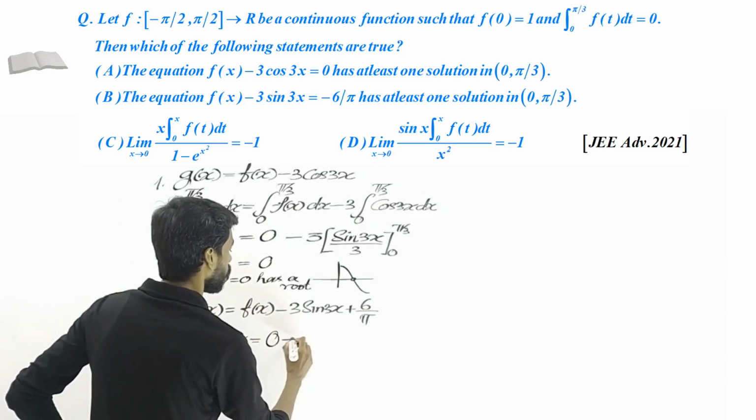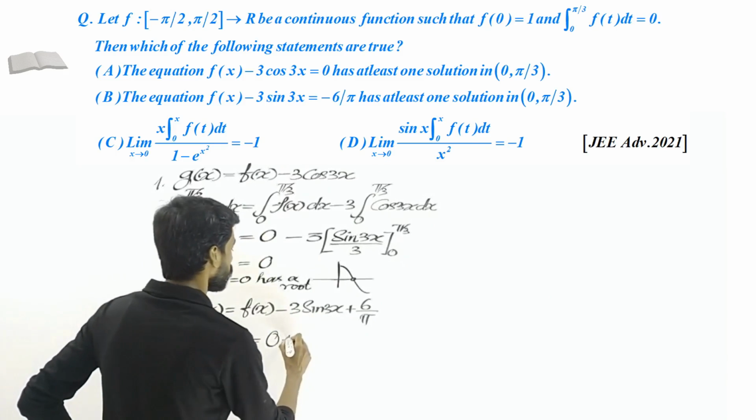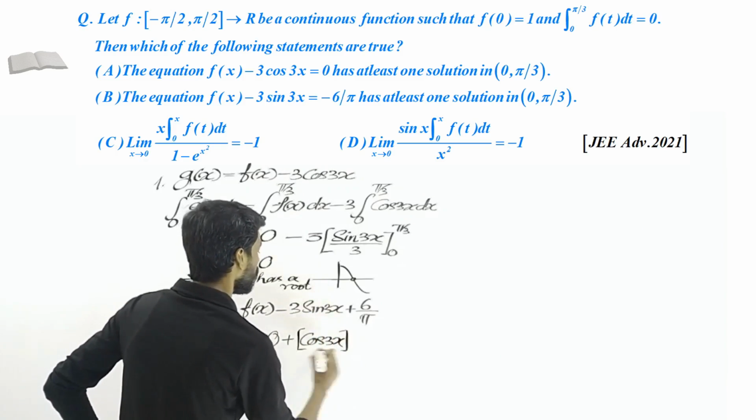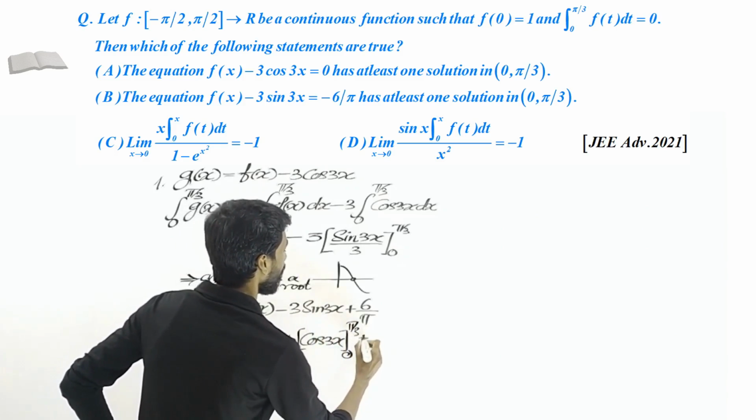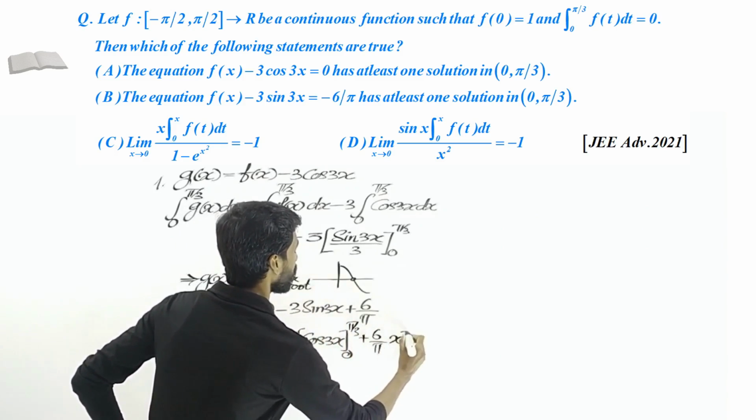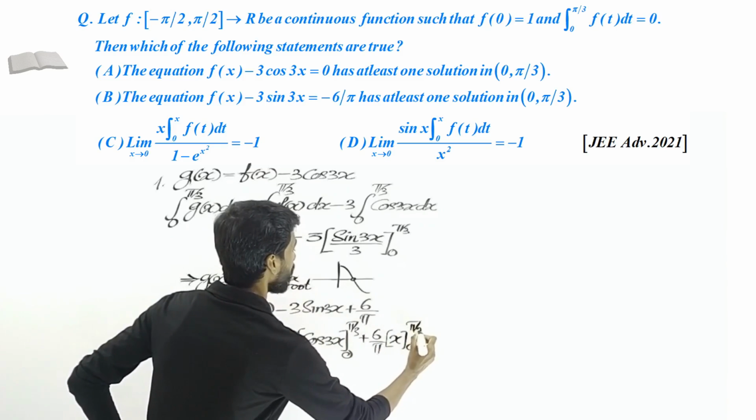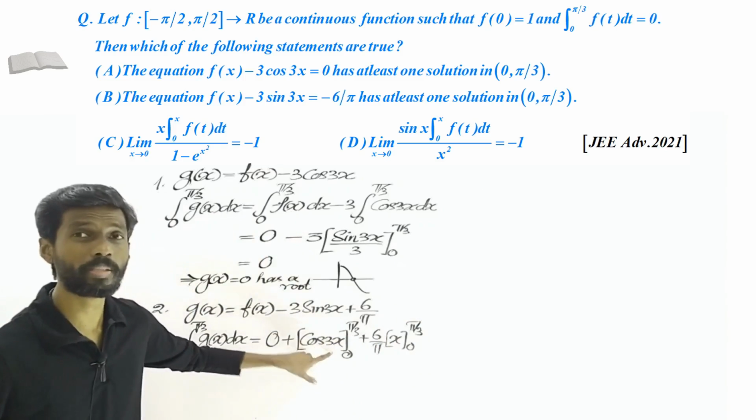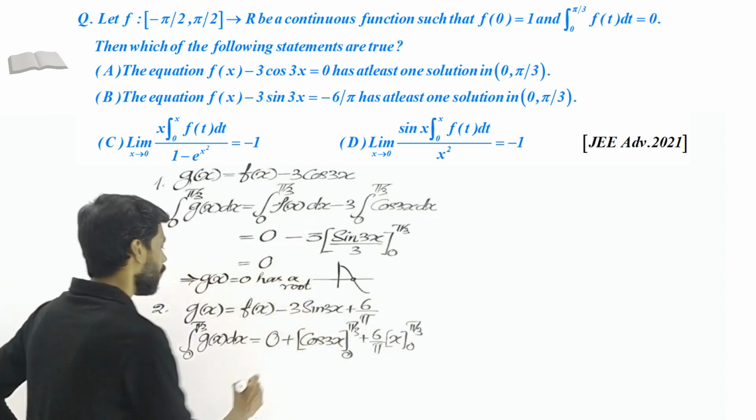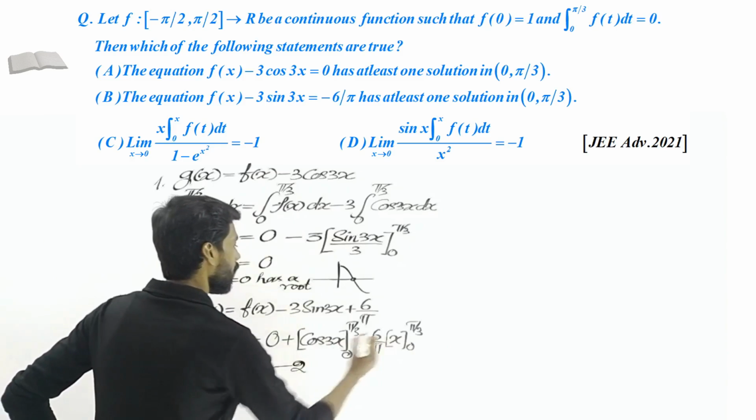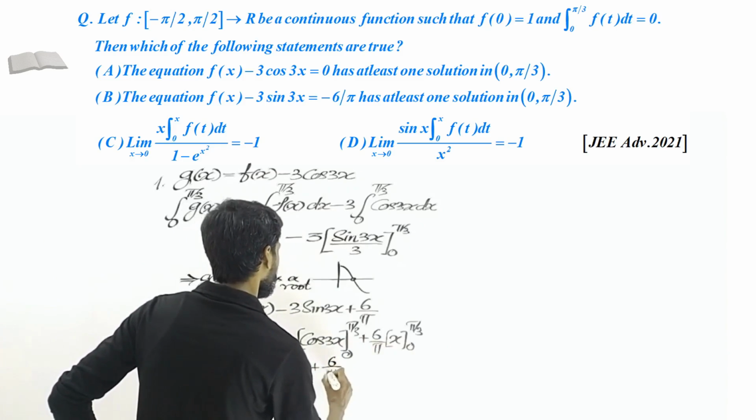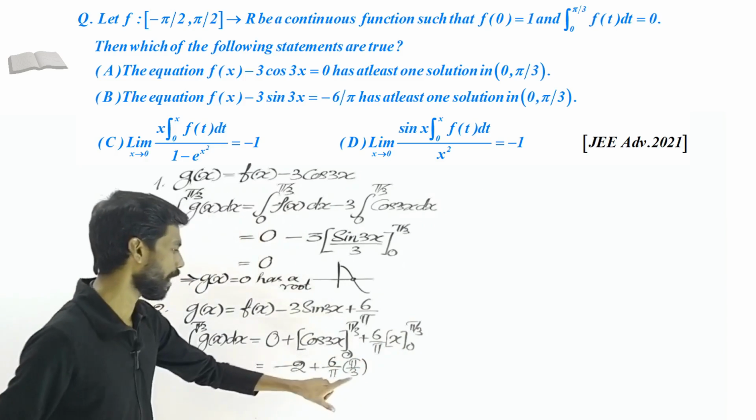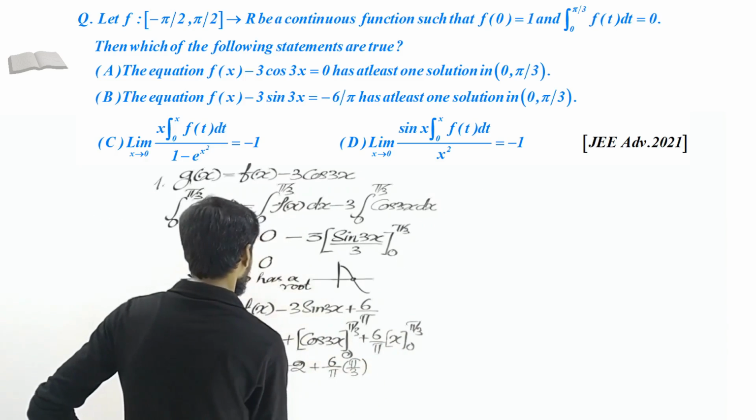Minus 3 times the integral of sine 3x, which is minus cos 3x over 3, so the 3 gets cancelled, with limits from 0 to pi by 3, and plus 6 by pi times x from 0 to pi by 3. Let's substitute the limits. Cos pi is minus 1, minus cos 0, so that is simply minus 2. And for 6 by pi, substituting the limits of pi by 3 gives the value 2. Minus 2 plus 2 is again 0, so this value is again 0.